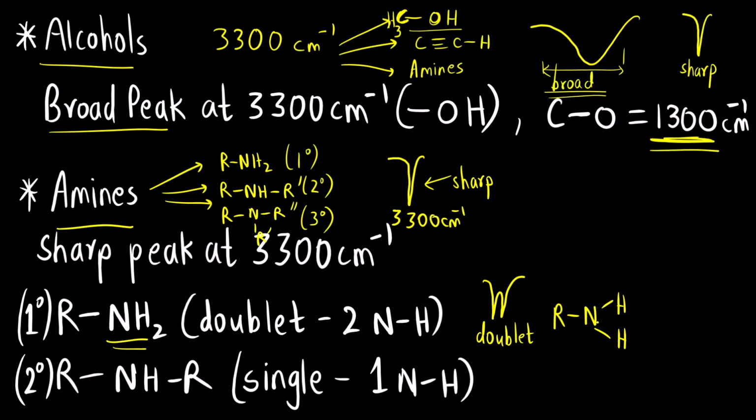Since here there are two NH bonds, stretching is possible here, and you will get a singlet, that is a single peak, in case of a secondary amine, because in secondary amine there is only one NH bond. This is for the amines.